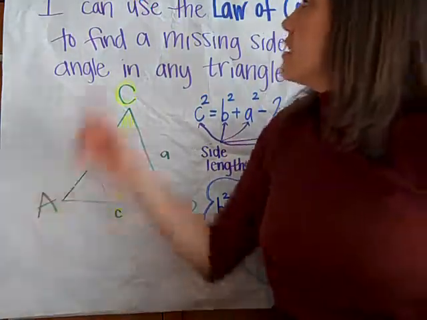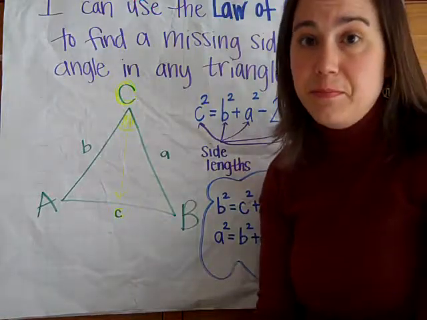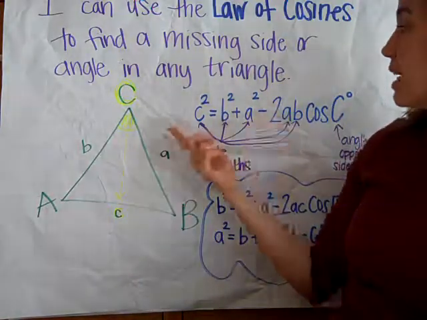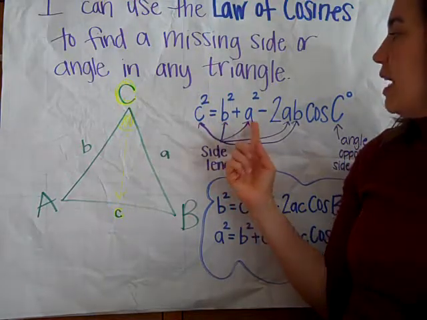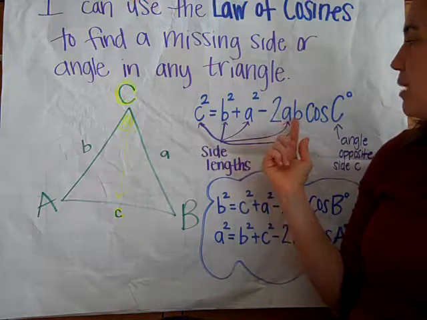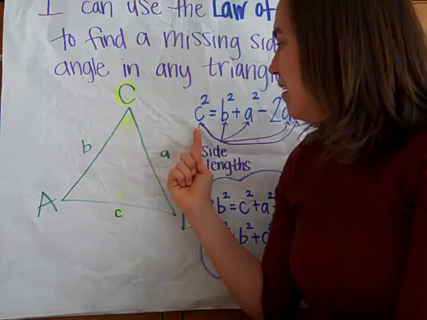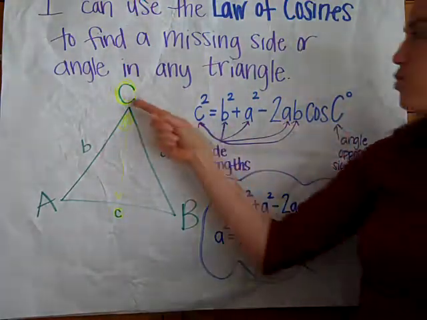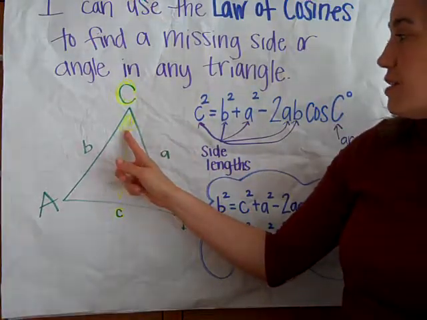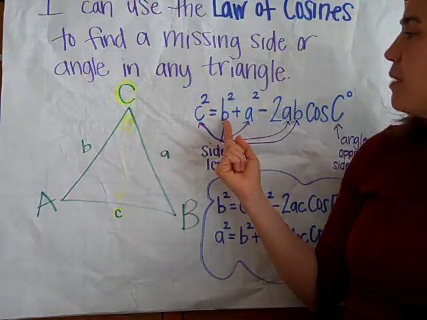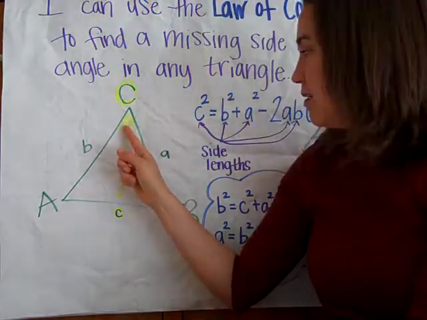Today's learning target is, I can use the law of cosine to find a missing side or angle in any triangle. Now, the law of cosine is here. C squared equals the sum of the square of b and a minus 2 times a times b times the cosine of c, when side c and angle c are directly opposite of each other in the triangle. If I was going to find angle c, then I would want to make sure that the b and the a are the two sides that are adjacent to angle c.